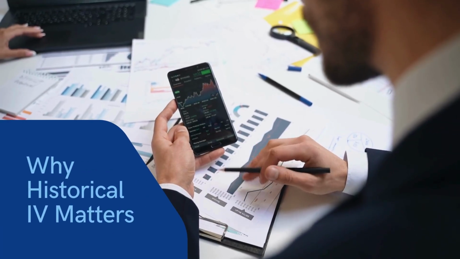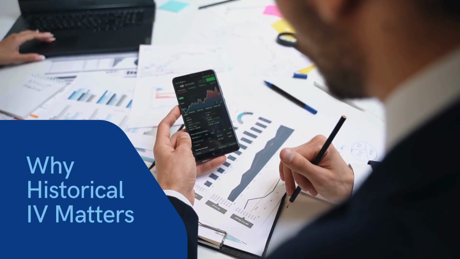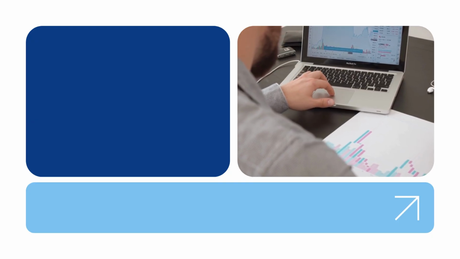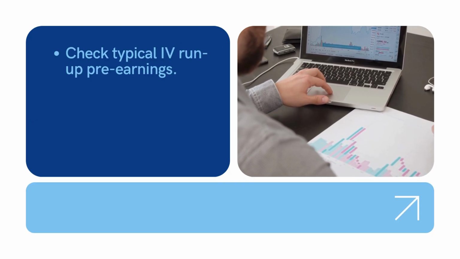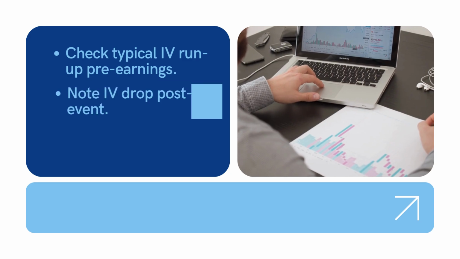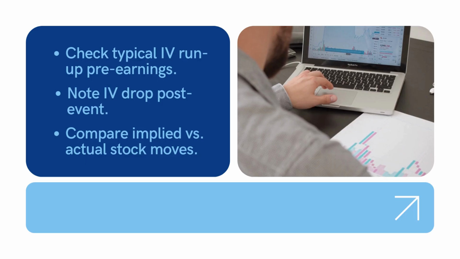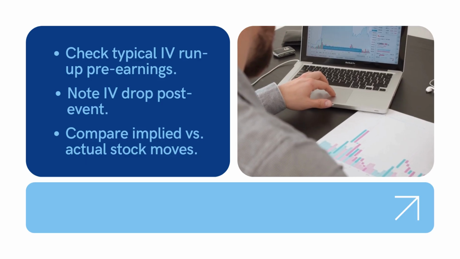Why historical IV matters? So how do you prepare? Look at historical implied volatility around past earnings. Check how high IV usually runs before earnings. See how much it drops after the event. Compare expected moves priced into options versus actual historical moves in the stock.